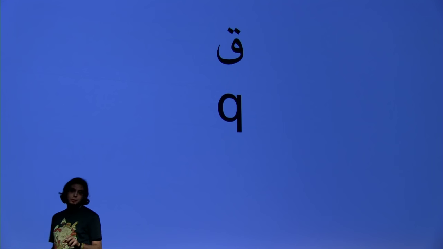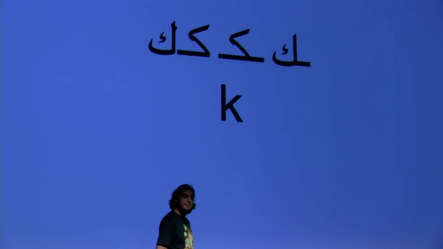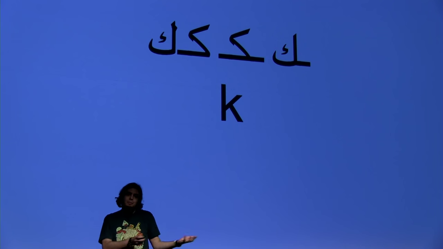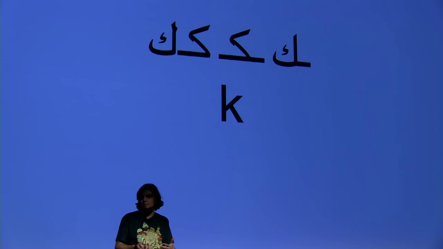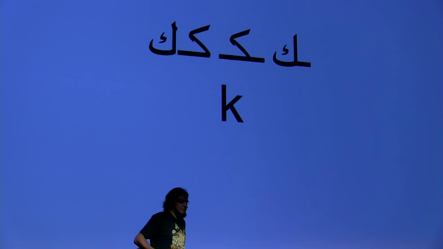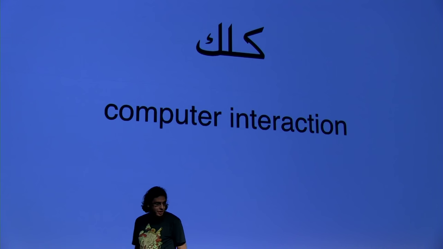This is the calf. It's pronounced k. This is the calf. That's also pronounced k. I don't really know why we have both, but some Arabic accents use the calf a lot, and some don't. Sometimes we have double letters. I don't know. Let's try this word then.